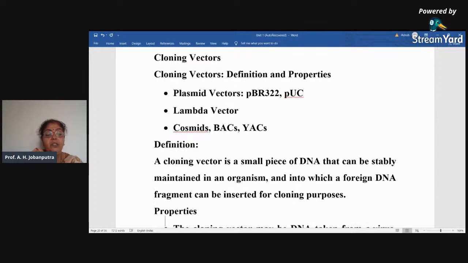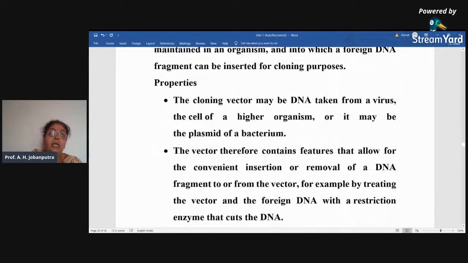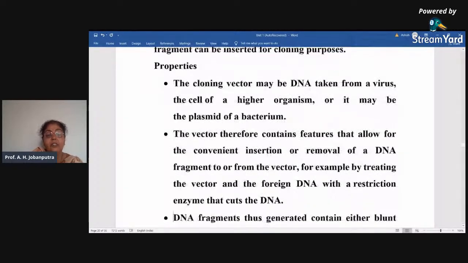What are the properties of a vector? The vector may be taken from a virus or a bacteria or some other higher organism; it is not necessary that it should always be bacteria or virus. The vector should contain features which will allow the insertion of foreign DNA. Those characteristics should be in it, namely restriction sites, so that we can cleave at the restriction site, cut the DNA vector, and insert our gene of interest.